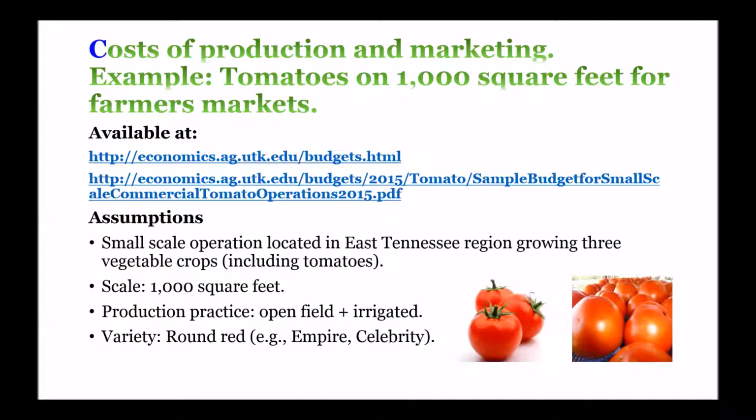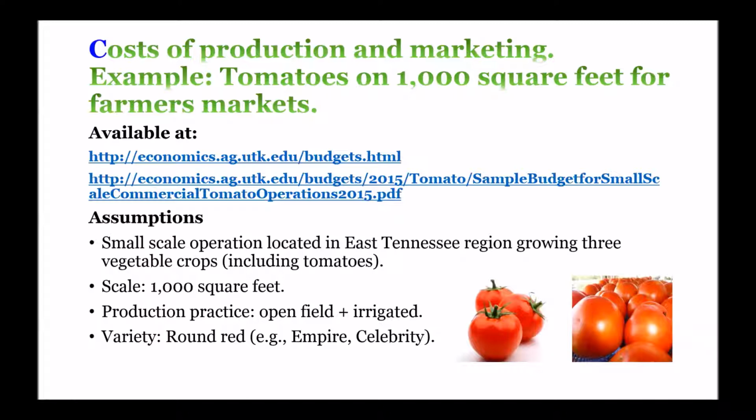The University of Tennessee sample budgets for small scale commercial tomato operations selling at farmers markets provides a good example on how to build the variable cost side of your budget. In these sample budgets, we look at a small operation located in the East Tennessee region growing three vegetable crops, including tomatoes, and selling produce only through farmers markets.